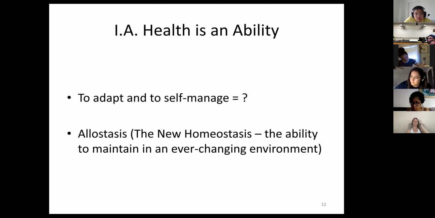So it is a process of adaptation. So health is not, oh, okay, I'm feeling okay right now. It's your body constantly maintaining homeostasis. So health is defined as an ability, not as a state.